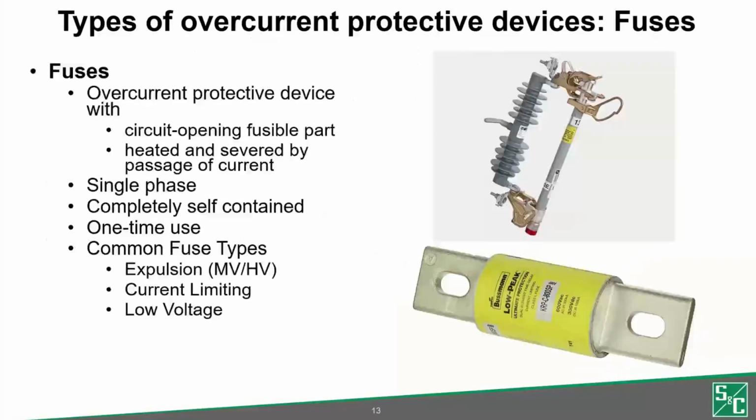In the next few slides, I want to go over some of the common types of overcurrent protective devices. The most common type of protective devices in electrical systems are fuses. They operate on the principle of a fusible element that is melted by passage of fault currents. When that element completely melts, it opens the circuit, isolating the faulted part of the circuit from the source. Fuses are single-phase devices, so each phase has to be installed with its own fuse. And once a fuse has melted, it cannot be used again. It has to be replaced.